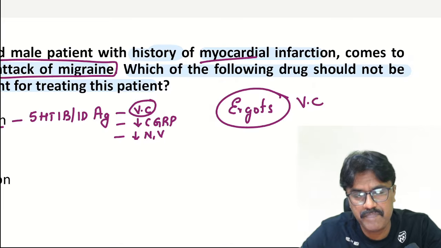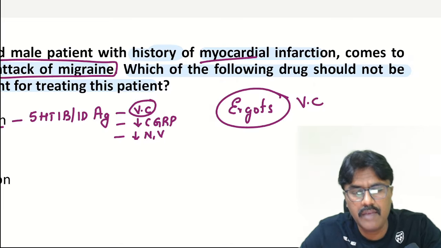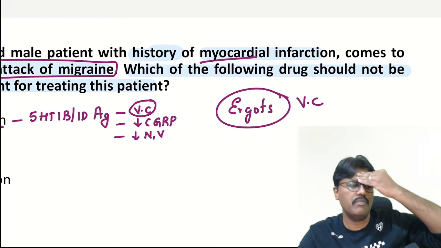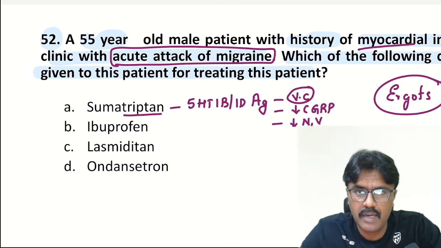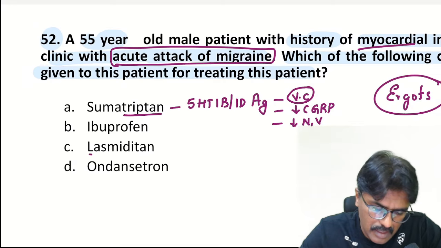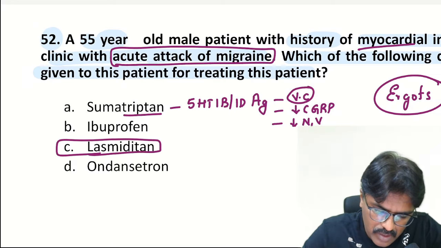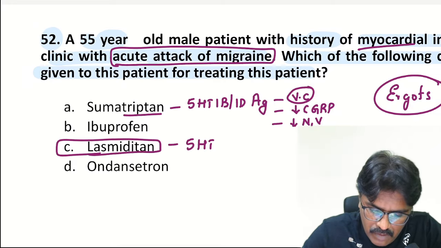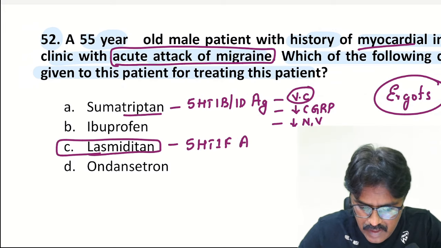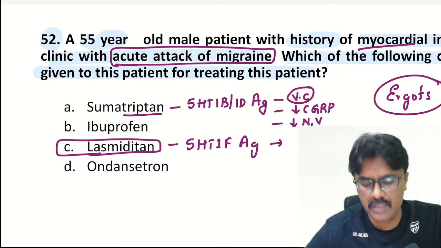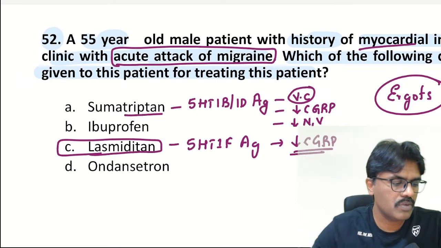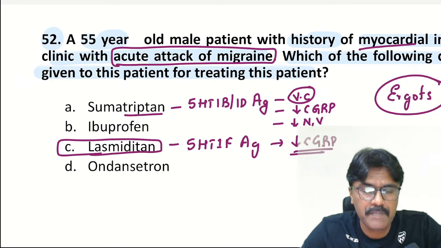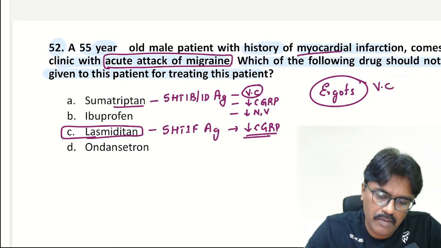These are not given. Then what is the drug I can give? Suppose a patient has an acute attack of migraine, and still I can give if he has migraine and ischemic heart disease, it is lasmiditan. So the answer is C, because it's a 5-HT1F agonist. And it doesn't cause vasoconstriction, it only decreases the action of CGRP. So the answer for this question will be option C. If you had not read myocardial infarction in the question, then everybody would have marked sumatriptan.